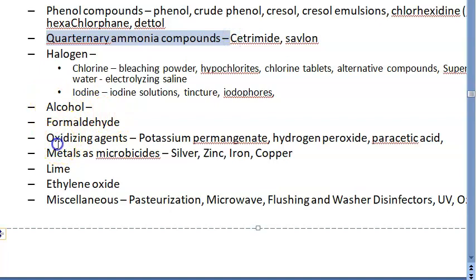Okay, then you have metals. Metals, you write silver, zinc, iron, copper, etc. Lime is supposed to be very cheap and all that, so you have to remember this. Okay, lime.